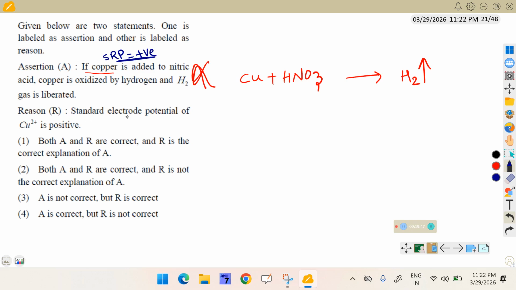Reason: standard electrode potential of Cu2+ is positive. The reason is correct. Assertion is wrong. A is not correct, R is correct. Instead of H2 gas, it releases NO or NO2 gases.